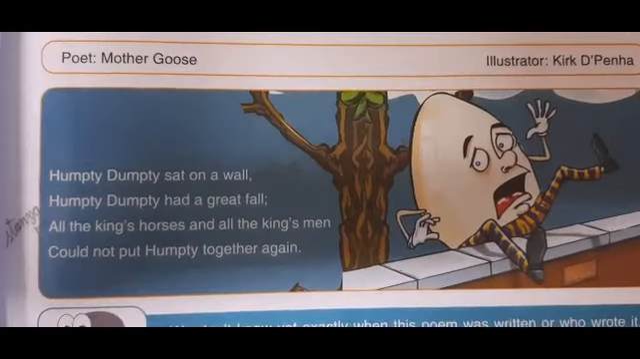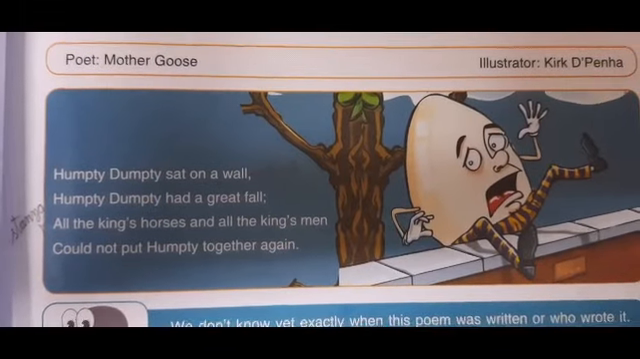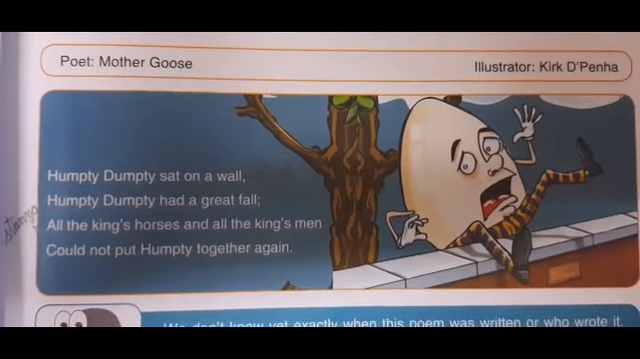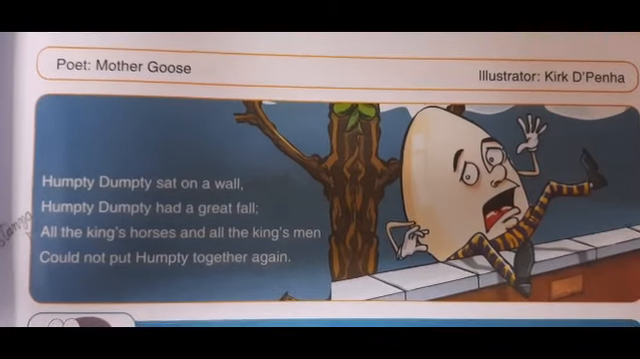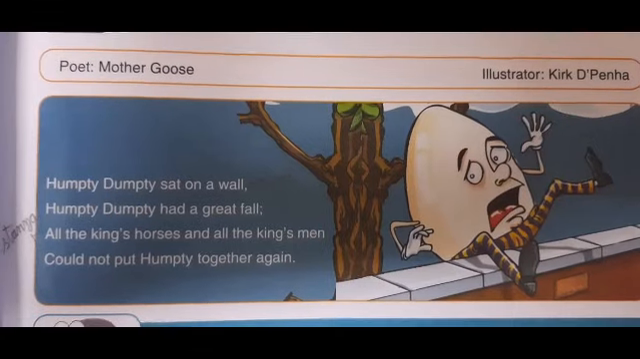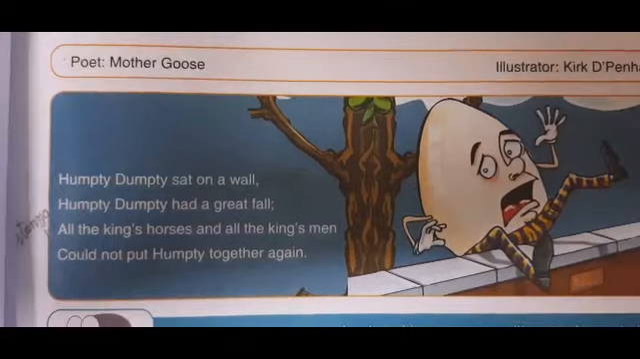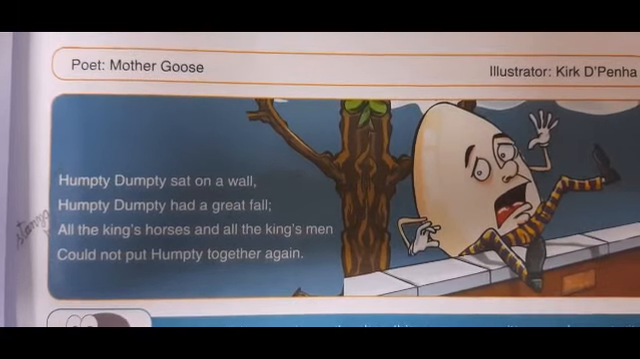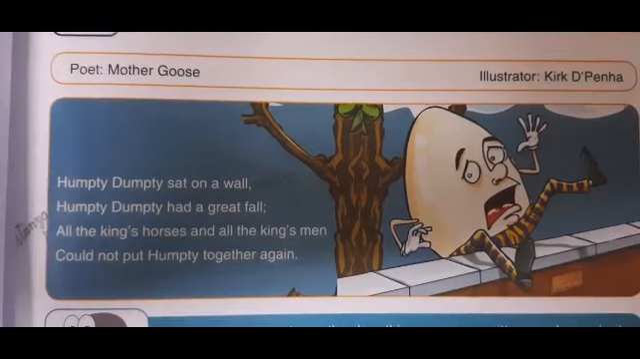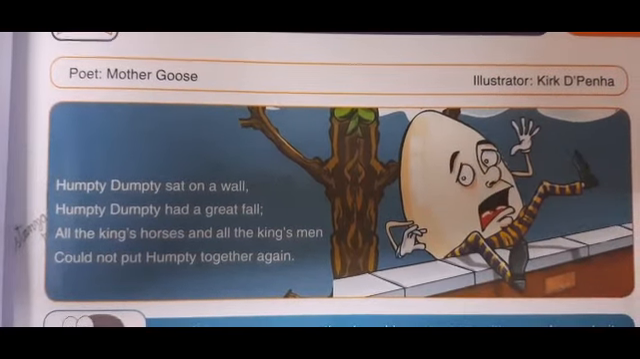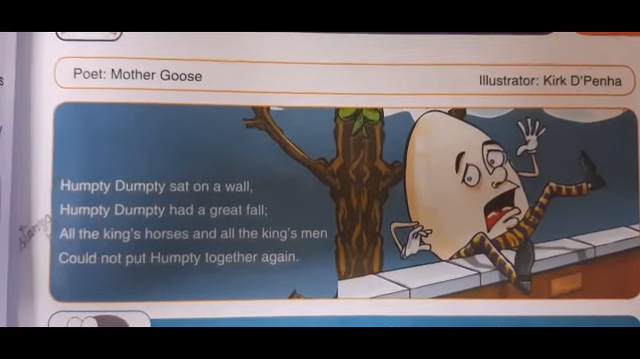Humpty Dumpty sat on a wall. Humpty Dumpty had a great fall. It means a boy named Humpty Dumpty sat on a wall and he fell down. All the king's horses and all the king's men could not put Humpty together again. It means the king's men and the king's horses cannot put the broken Humpty Dumpty together again. That's the meaning of this poem. Hope you understood the poem better.